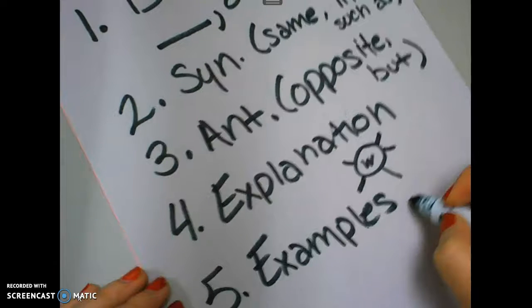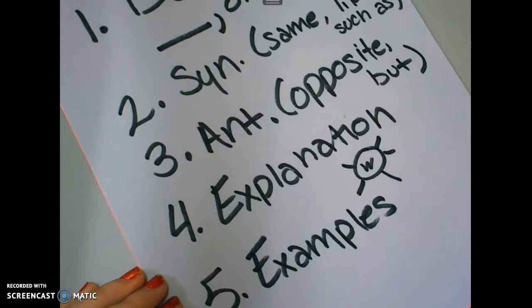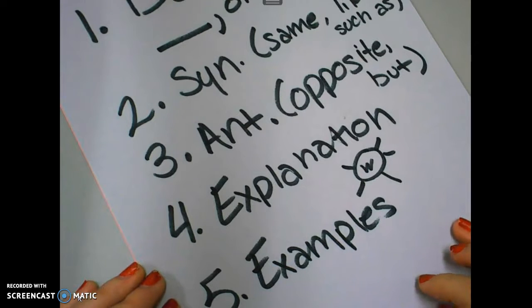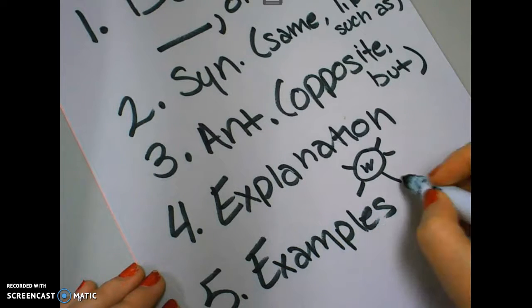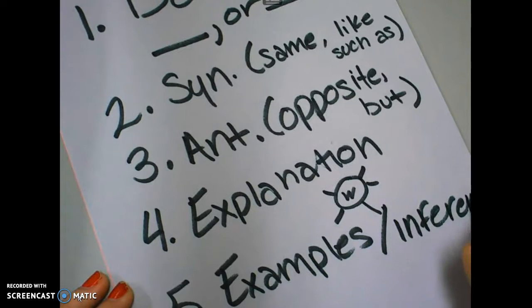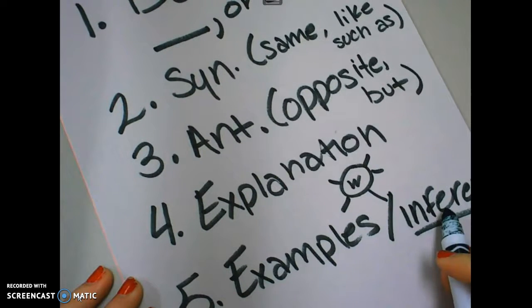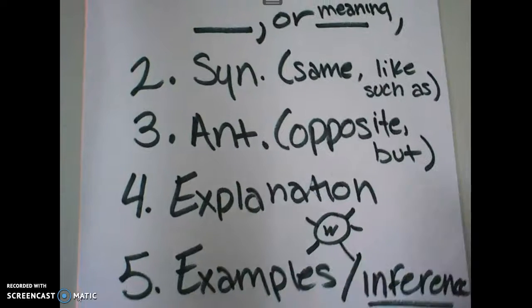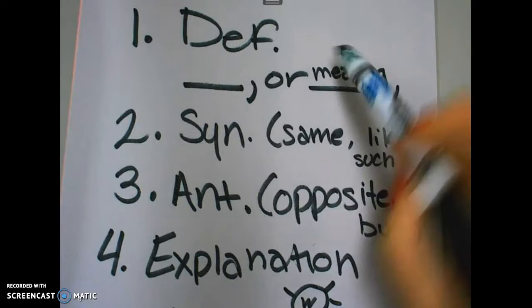Examples of the use of the word. So you could see multiple types of felines in zoos. Okay. You also kind of have to make an inference about the examples.